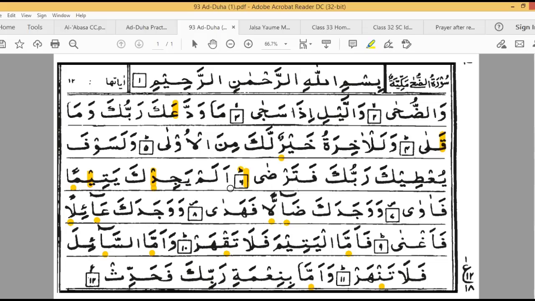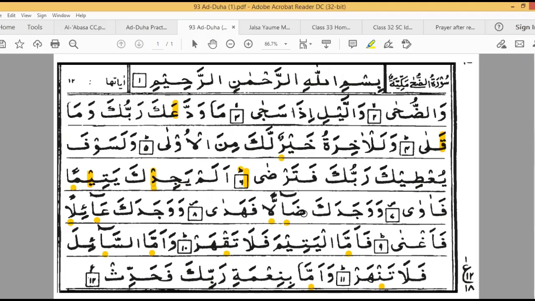Can you try that again for me? Alam yajidka yatiman fa'awa. Excellent, mashallah. Well done. Really, really good. You took on board everything I'd said and you corrected it, which is really good. Let's carry on. In this verse over here, we have this section over here.